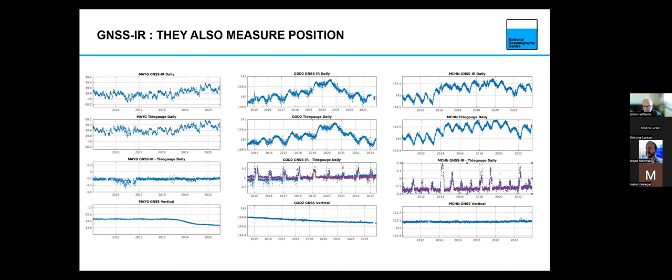The one on the right is another one on the Great Lakes. Again, we see a trend in the difference between GNSS and the tide gauge. But that trend in this case cannot be explained by the vertical land movement. So there's something else going on there, either at the gauge or the GPS site.